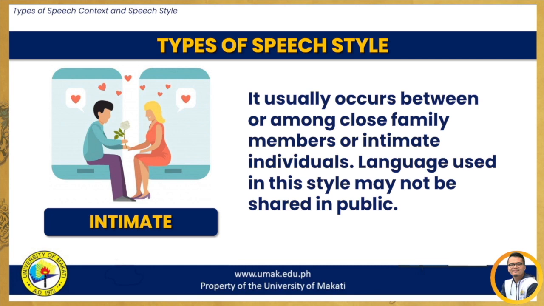Generally speaking, there are 5 types of speech styles. Each type has a specific use depending on the situation. The first type is intimate speech style. This speech style is private. It usually occurs between or among close family members or intimate individuals. The language used in this style may not be shared in public. Examples include a couple talking about their future plans, a family sharing ideas, or very close friends sharing secrets.